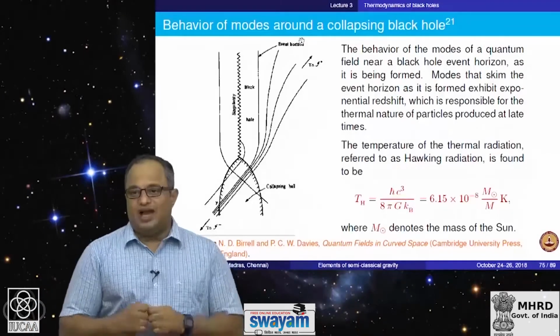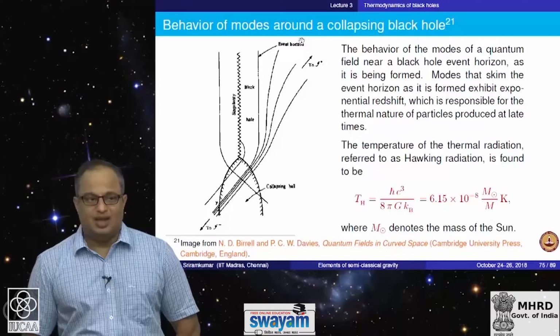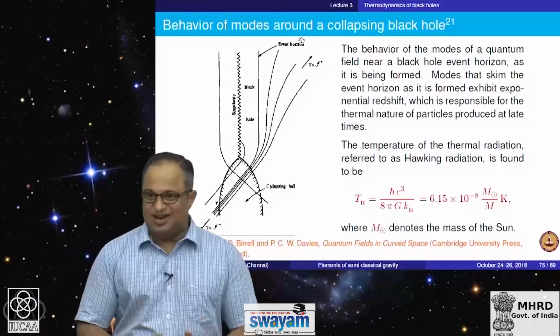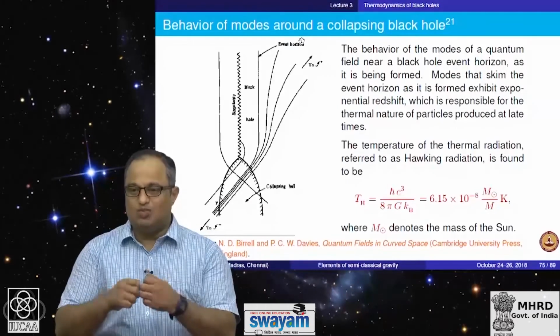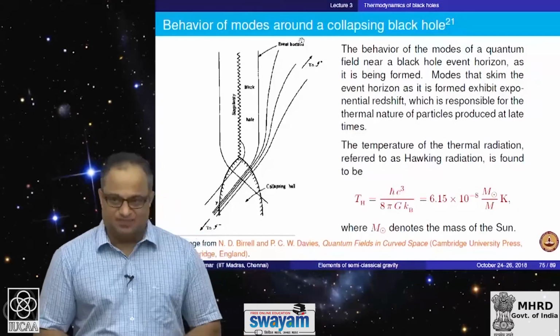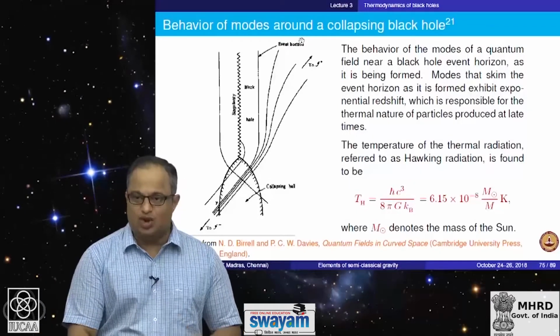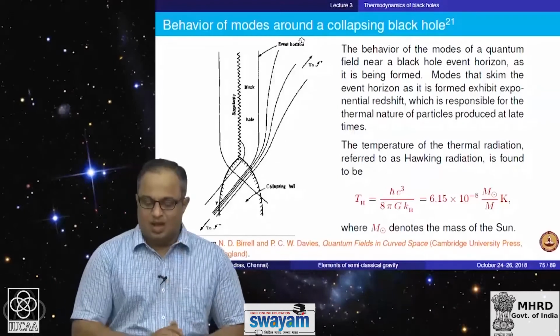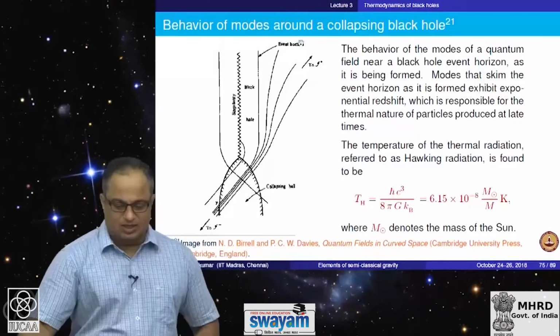And what you find is that there is an exponential redshifting of the modes, and it is this exponential redshifting which leads to a beta whose mod squared gives a thermal spectrum. This is not difficult to understand, and that is why it is closely related to the Unruh effect. I will come to that in a minute.